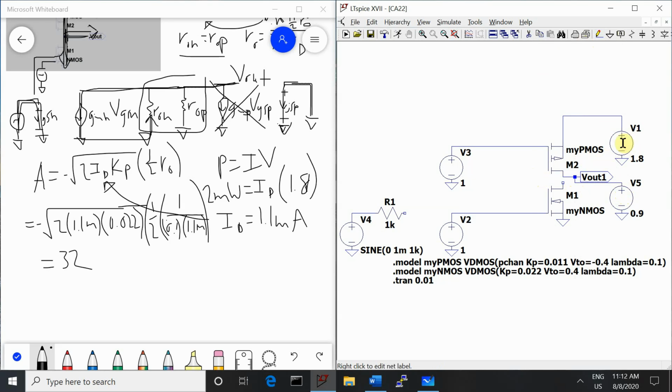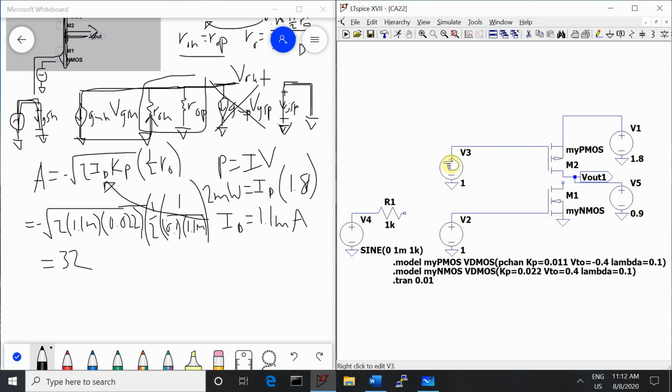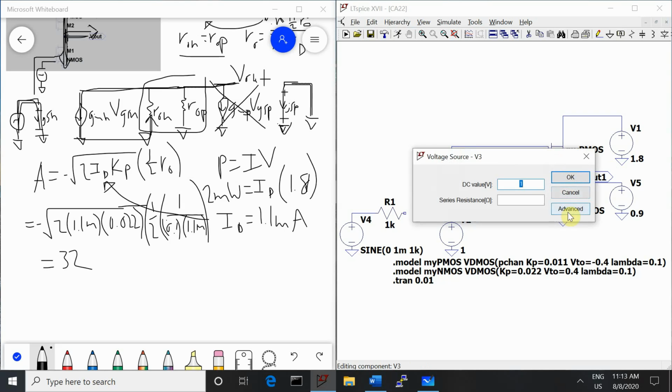So that tells us that we're inputting 1.8 volts to the source of the PMOS, and we're biasing it at 0.9 volts at the drain, which means that 0.9 volts is going to drop across it. So now we can sweep, I can explain that a little better. We're now going to sweep the voltage source that goes into the gate to bias our transistor properly so that 1.1 milliamps will drop across it.